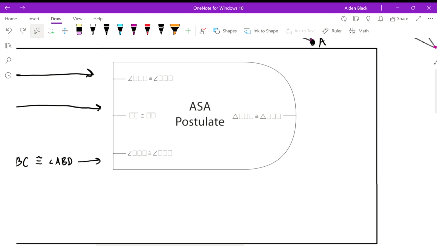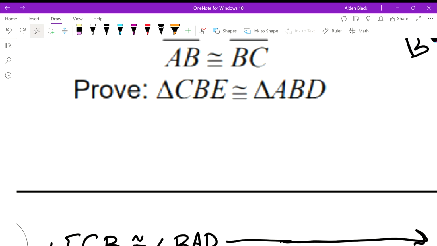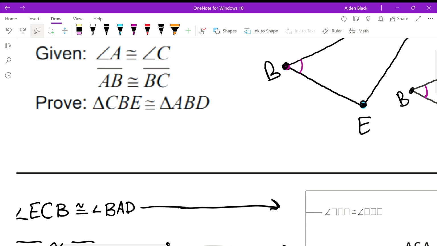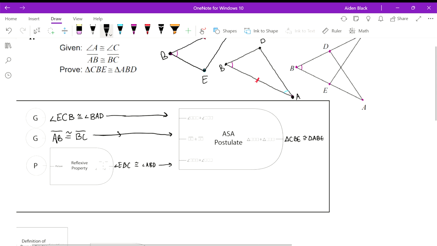Now we can end with saying what we were aiming for, to prove that triangle CBE is congruent to triangle ABD. Triangle CBE is congruent to triangle ABD. And that's all we need to do.